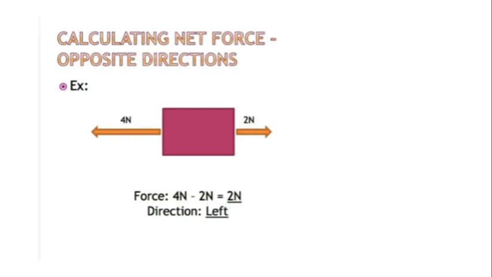Remember, that's the overall force acting on the object. There are 2 newtons of force acting on this object, and those 2 newtons of force are moving to the left because this is bigger, stronger. It kind of overtakes the 2 newtons to the right. So it's going to move 2 newtons to the left.